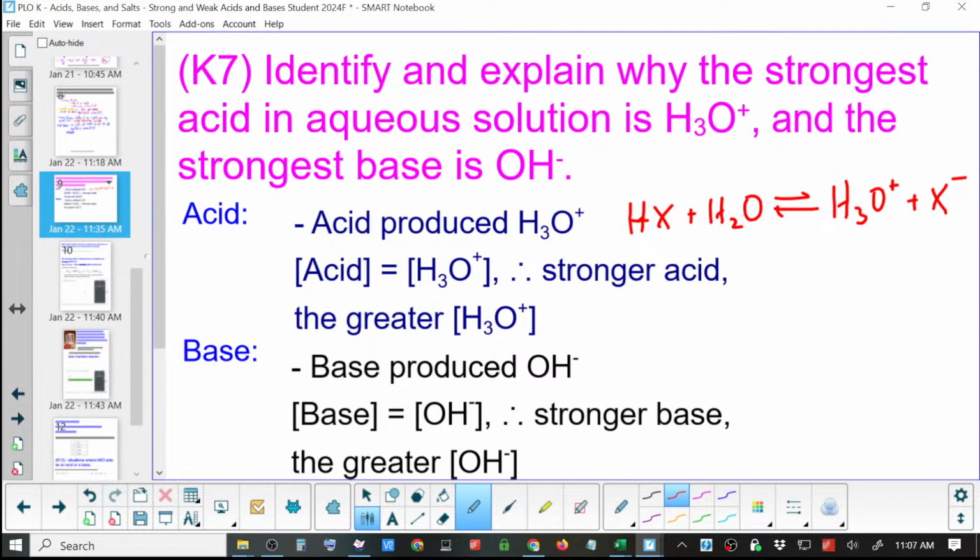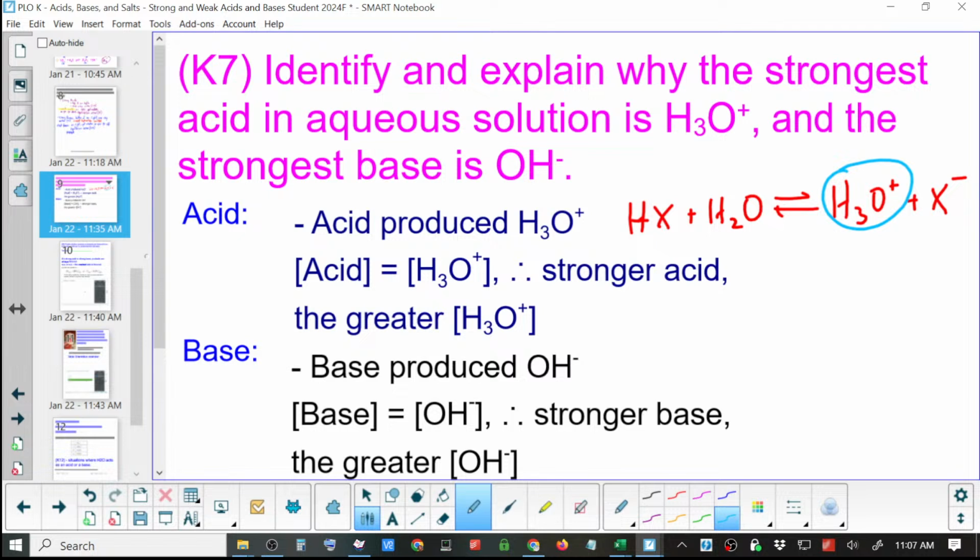HX plus H2O goes to H3O+ plus X-. This is for every acid. So this is the ultimate product for every acid. It is what acid is. It's like asking what's worth more, gold or money. And clearly money is worth more because money is what you translate gold into.